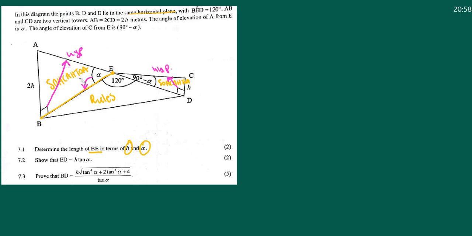Okay, so we can definitely say BE is adjacent to alpha. What about AB, which has H from the question? AB, you can see that it is opposite. You understand me? So these two things should give you a ratio. When you write SOHCAHTOA down, you tick everything that is adjacent, then you tick everything that is opposite. The ratio with two ticks is the one you're going to use.